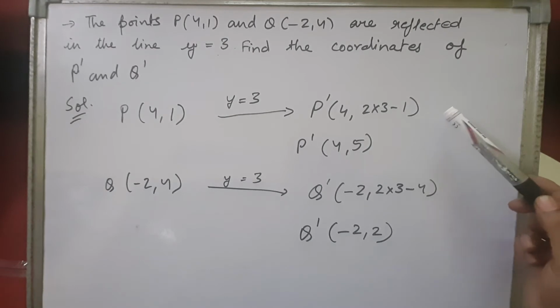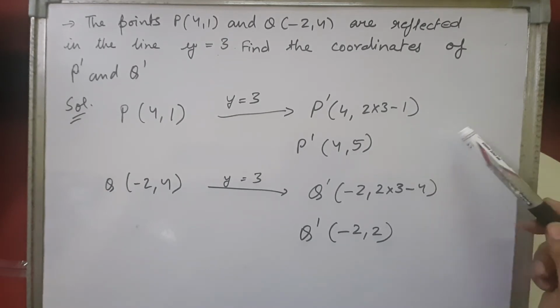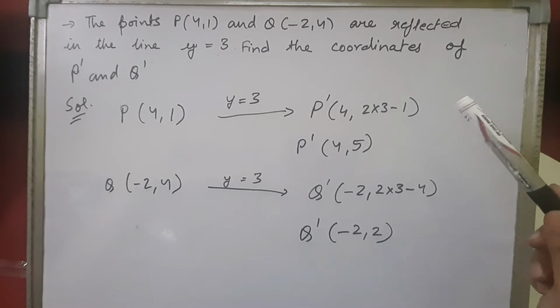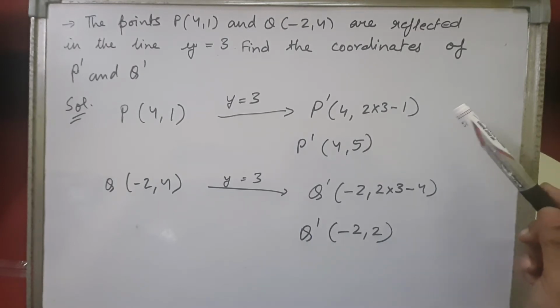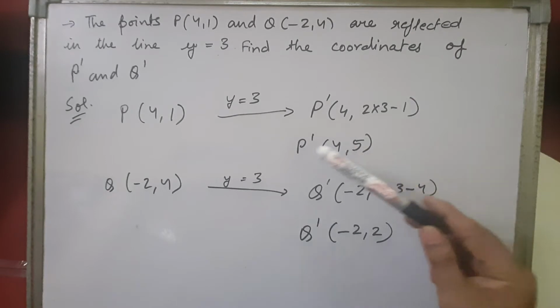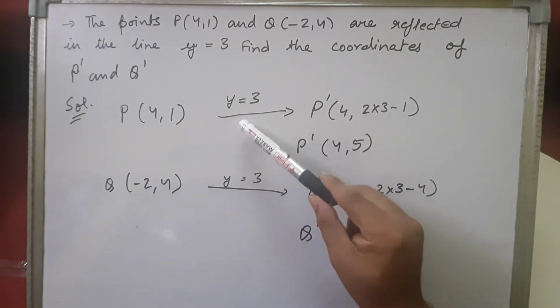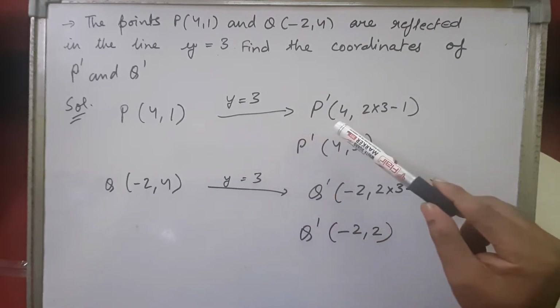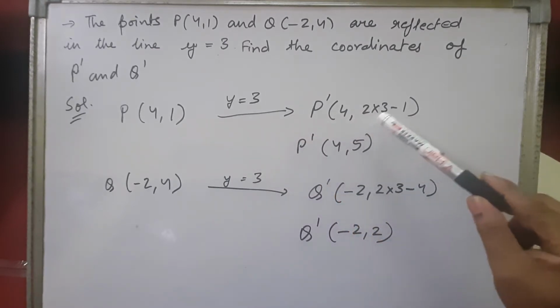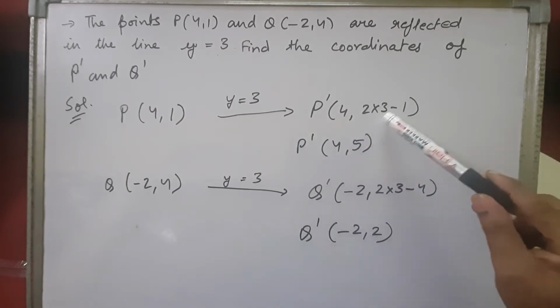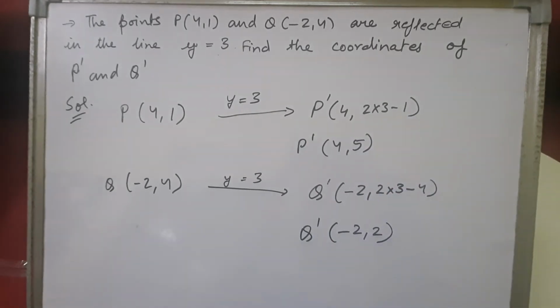Here the 2 points are given, P and Q. P has coordinates (4, 1) and Q has coordinates (-2, 4), and both the points are reflected in the line y = 3. We have to find the coordinates of their images P' and Q'. Suppose the point P (4, 1) is reflected about the line y = 3, or y = b, then the coordinates of the image will be P' (x, 2b - y). So the coordinates of the image will be (4, 6 - 1), which is (4, 5).